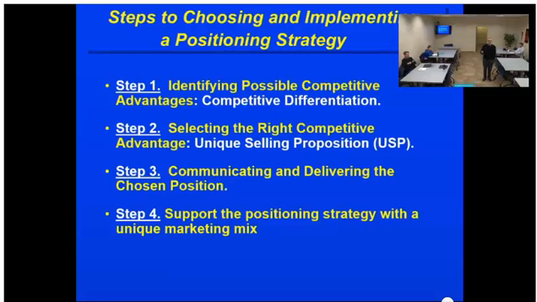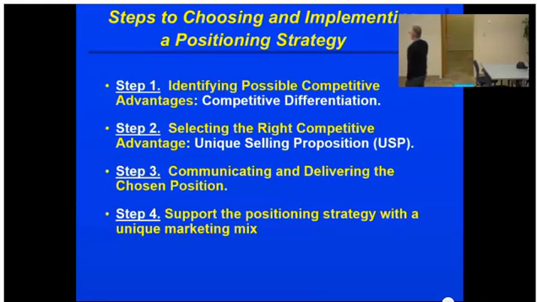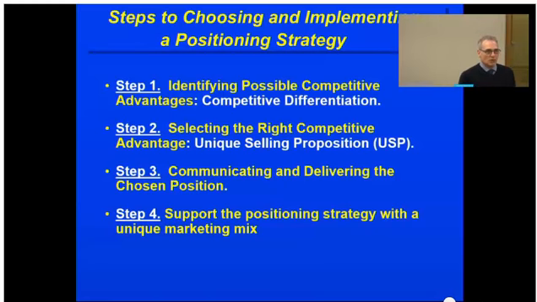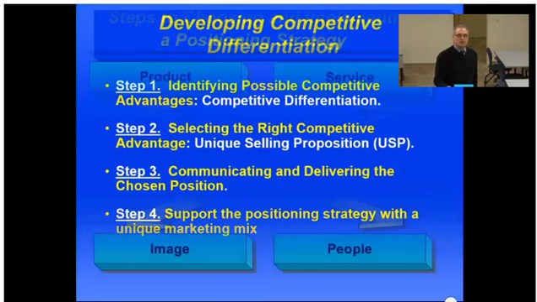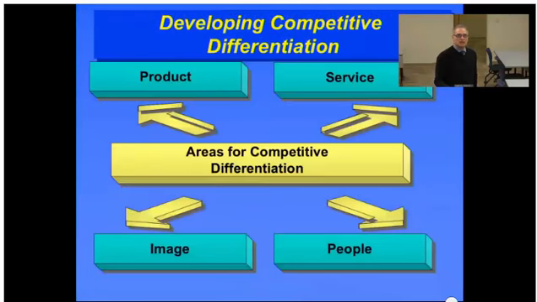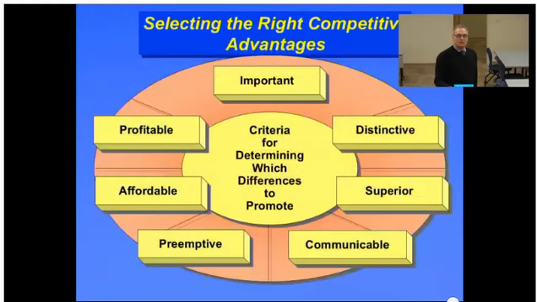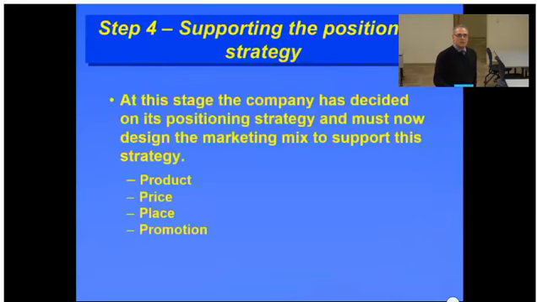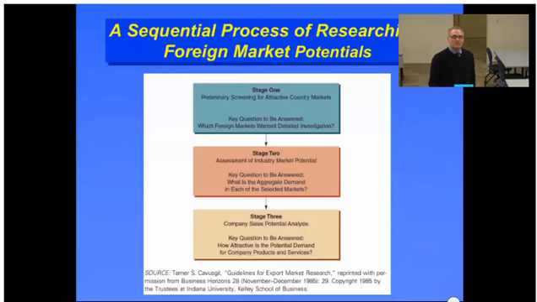So we want to identify possible competitive advantages that we have. They call that competitive differentiation. Now we want to come up with a unique selling proposition. We want to communicate and deliver it. And then we want to support that with a unique marketing mix. Different ways you can develop a competitive advantage. And here's our 4 Ps. And this is something on process. This is the last slide.